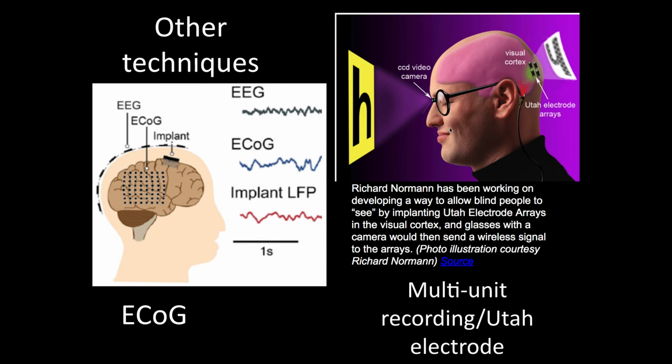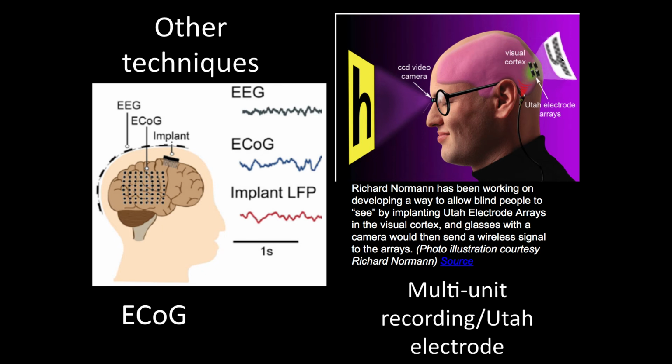You're seeing that working here with an individual who is blind. A way that some scientists have been working on helping blind people to see is by implanting one of these Utah electrode arrays into the visual cortex. The person then wears glasses with a camera. So he's looking at an image. That image is being picked up by the camera on the glasses, and the camera is sending a wireless signal to these implanted electrodes in the occipital lobe, or the visual cortex, that is enabling the person to see.